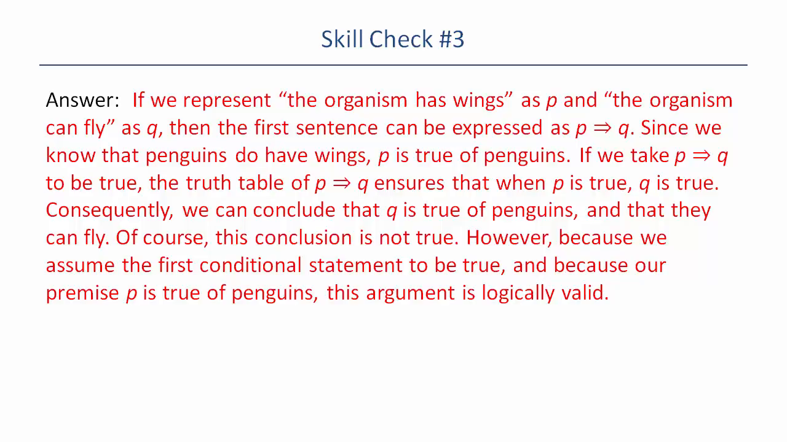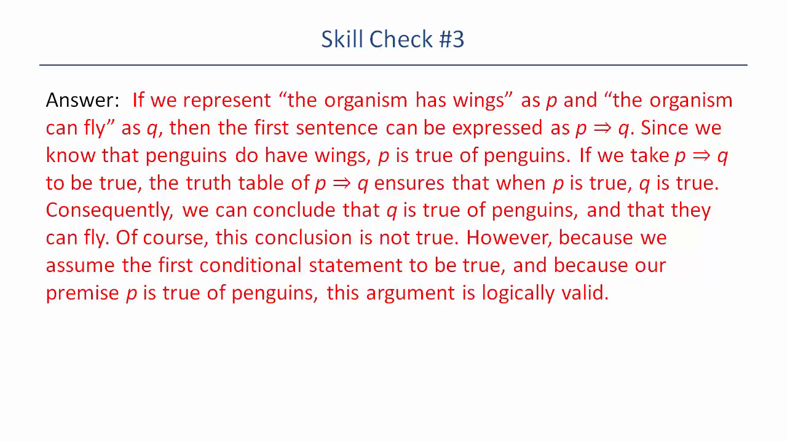Now, since we know penguins have wings, P is true of penguins. Remember, when we're doing these arguments, all the stuff above the line we assume to be true. So we assume P implies Q is true, even though in the real world it is not, right? So we assume that if you have wings, you can fly is a true statement. And then penguins have wings, so we assume that to be a true statement. If we take P implies Q to be true and P to be true, then it forces Q to be true, and we can conclude that Q is true of penguins and that they can fly. But of course, we know that's wrong in the real world.